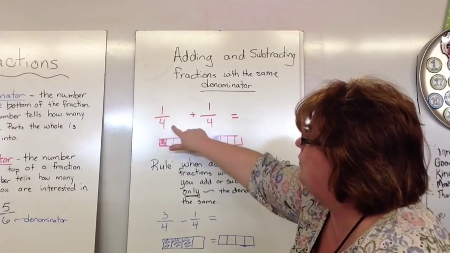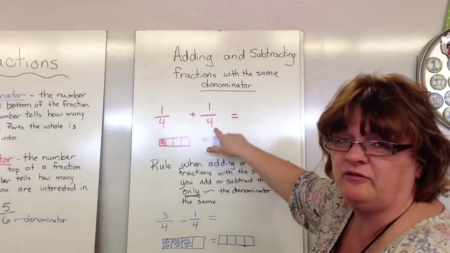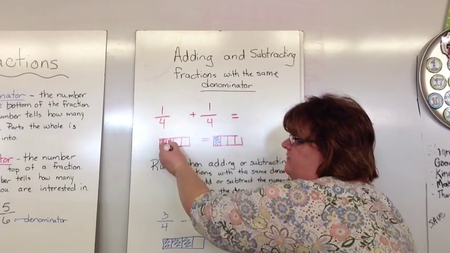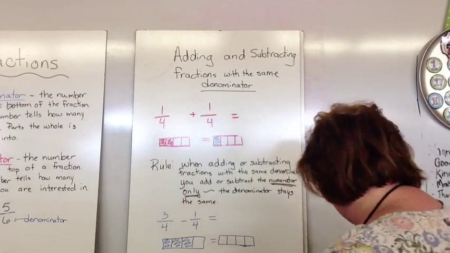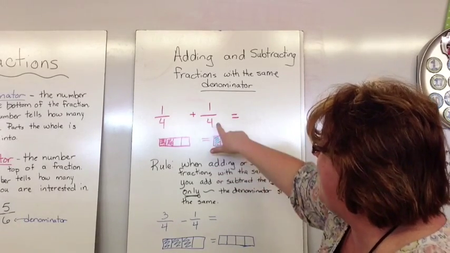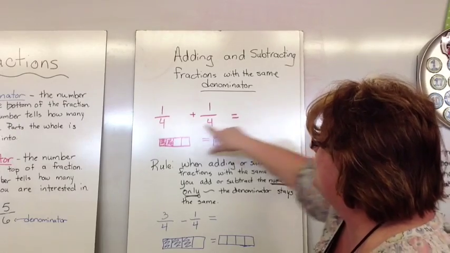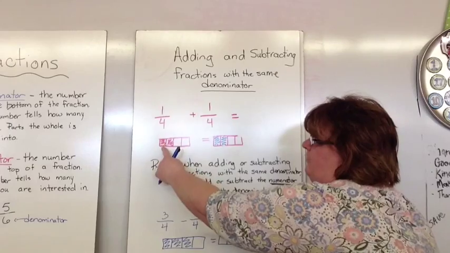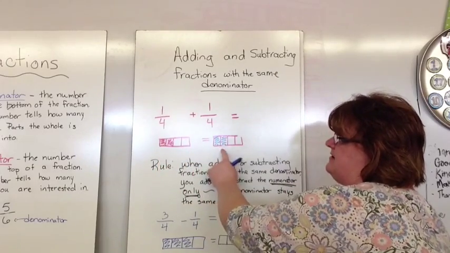Okay, when we add 1/4 plus another 1/4, if I take that same candy bar and shade in another 1/4 of that candy bar, how many pieces will be shaded all together? Okay, and that is where we get this answer. When we add fractions, you're going to basically say 1/4 plus 1/4 is the same as 2/4.